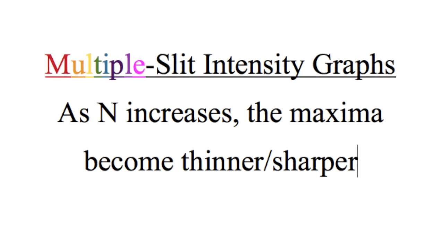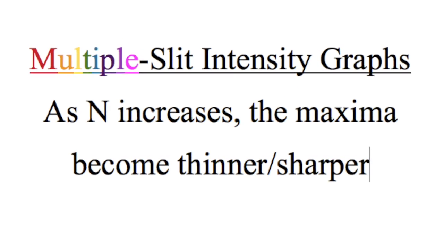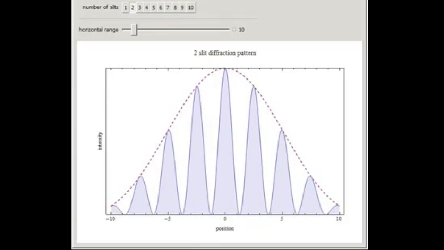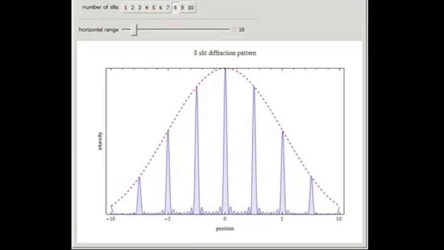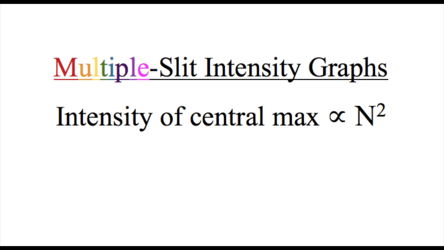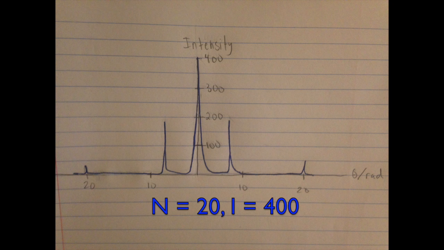When considering more than two slits, there are three main trends to observe. As the number of slits, n, increases, the primary maxima will become thinner and sharper. In other words, the secondary maxima become less visible. In addition, the intensity of the central maxima is proportional to n squared.